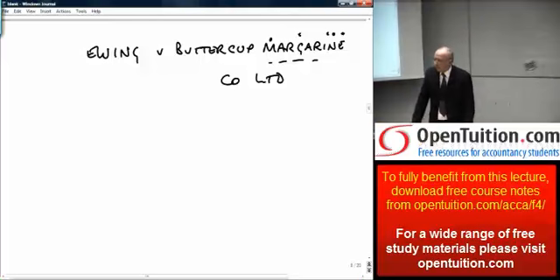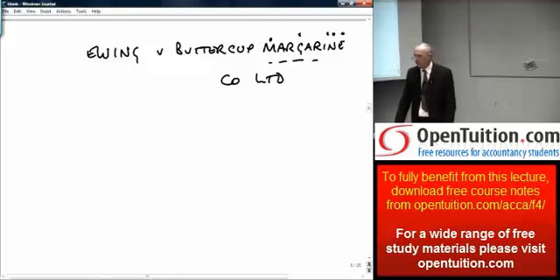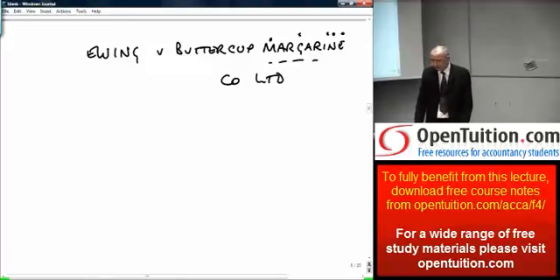It's a little yellow flower, and Ewing has formed this company called Buttercup Dairy Products, and it's trading. Buttercup Dairy Products trades in the southeast and southeast of Scotland and northeast of England. And Buttercup Margarine Company was a new company established.